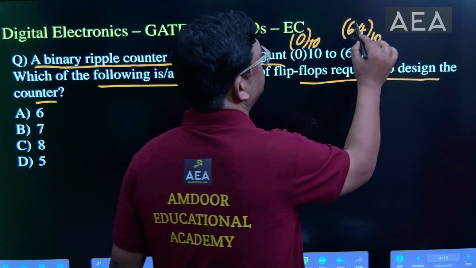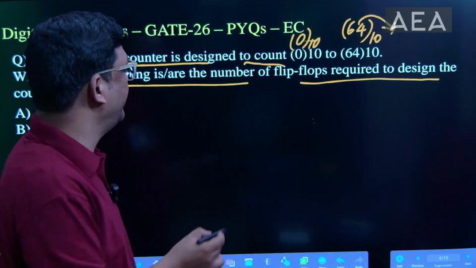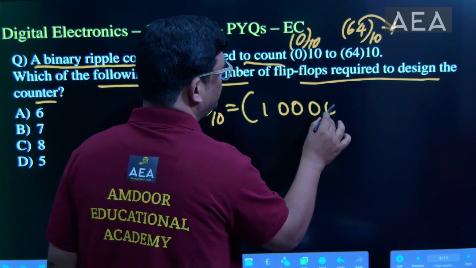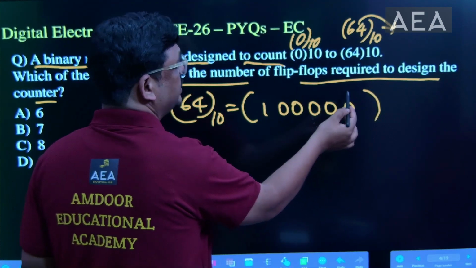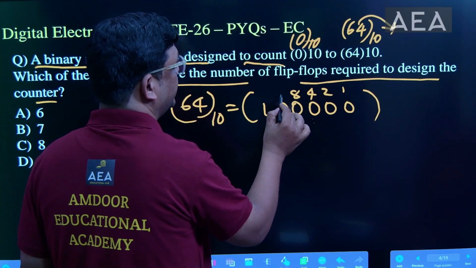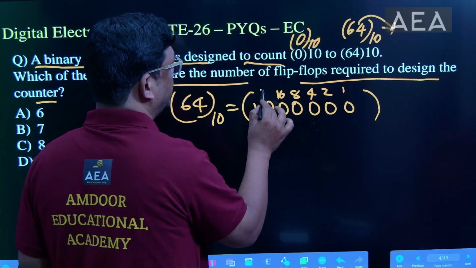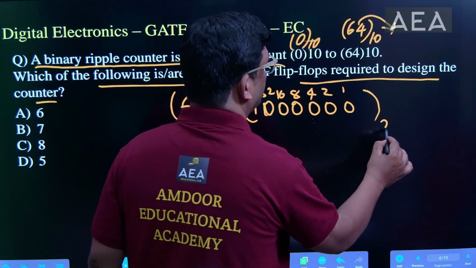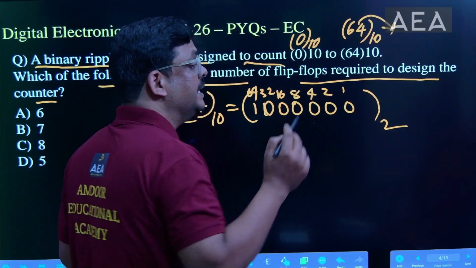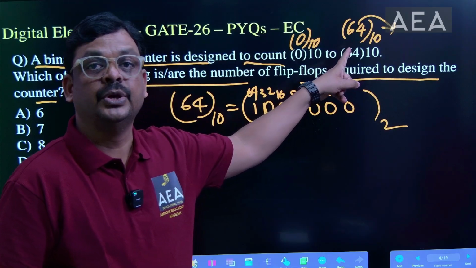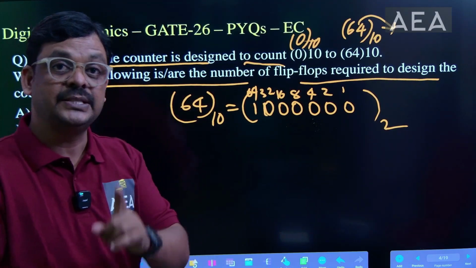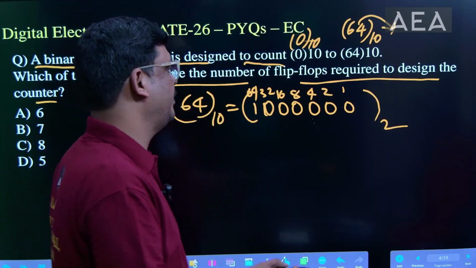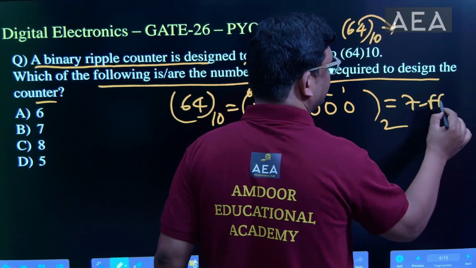First of all, please go through this number, 64. If you write 64 in binary format, it gives 1 0 0 0 0 0 0. Yes, because this is the 1's position, 2's, 4's, 8, 16, 32, and this 1 comes under 64. So if you write 64 in binary format, how many bits does it require in total? 1 2 3 4 5 6 7. 7 bits are required. So to count that maximum number, it compulsorily requires 7 flip-flops, because one flip-flop can count only 1 bit. So the answer is 7 flip-flops.